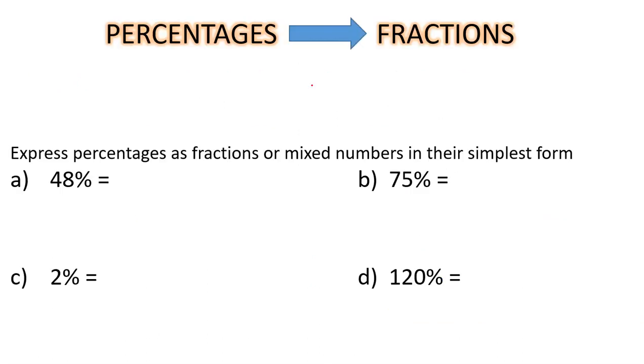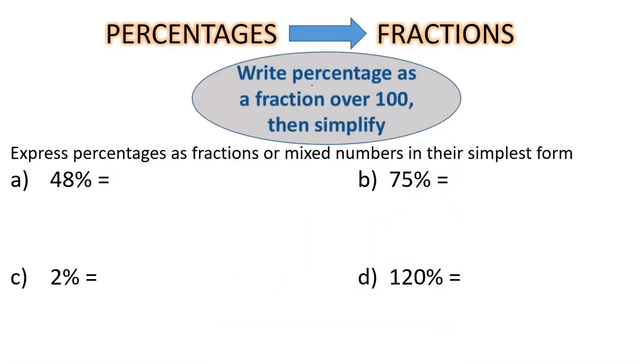This is really important because we're now going to look at converting percentages into fractions. Just like we talked about on the previous slide, we're now going to do some examples. How do we do it? Just as a quick reminder, we write the percentage as a fraction over 100, and then we've got to simplify. The question says here, express percentages as fractions or mixed numbers in their simplest form. So we remember that we can always simplify fractions. If need be, we can convert it to a mixed number.